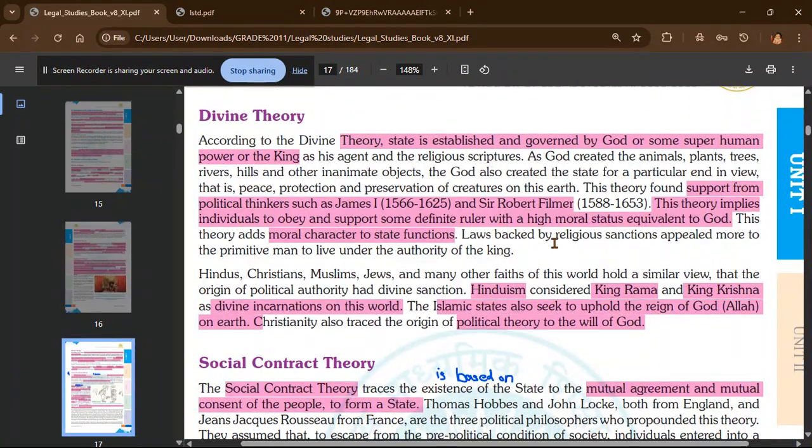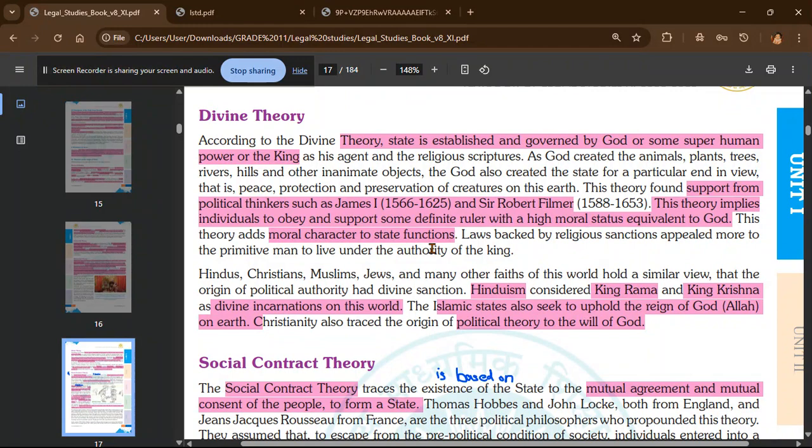Next, you have the divine theory. From the exam point of view, the divine theory is not important. It comes as an MCQ, and normally it's not very important, but we will of course be covering it. According to the divine theory, the state is established and governed by God or some superhuman, or a king who is an agent of God.